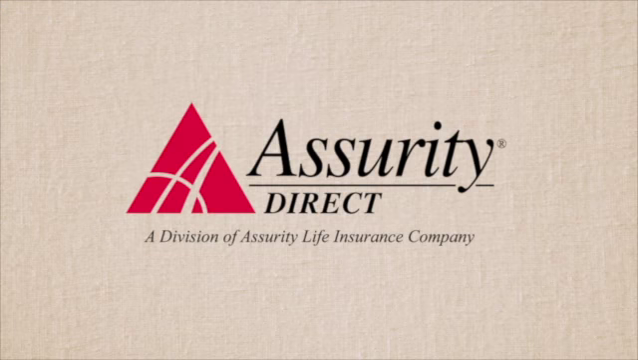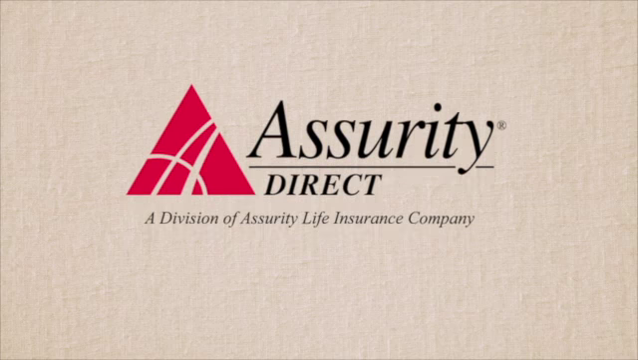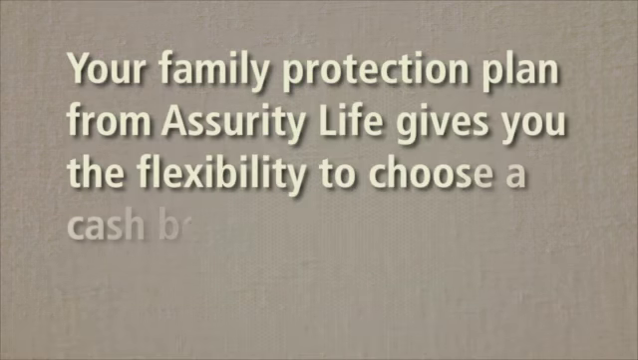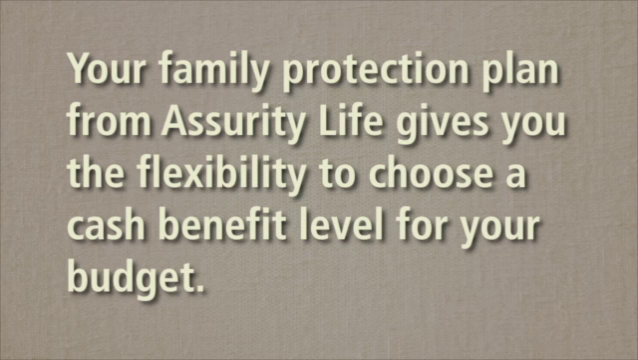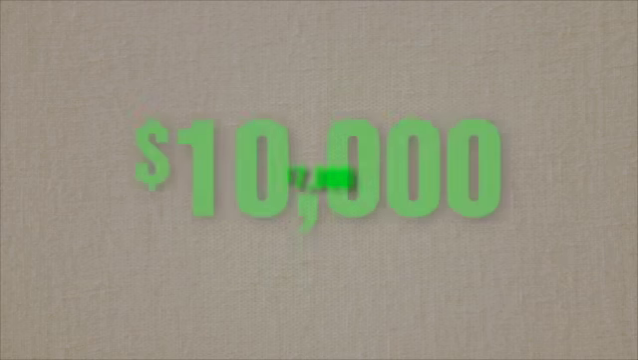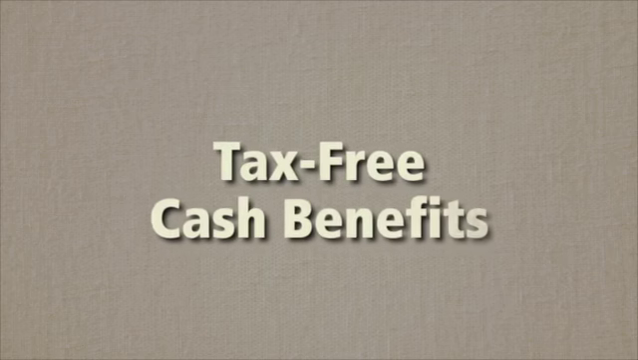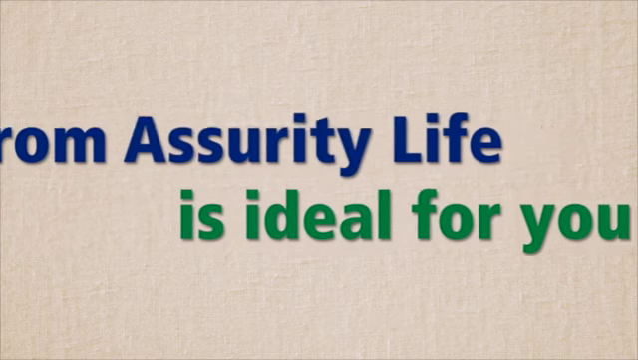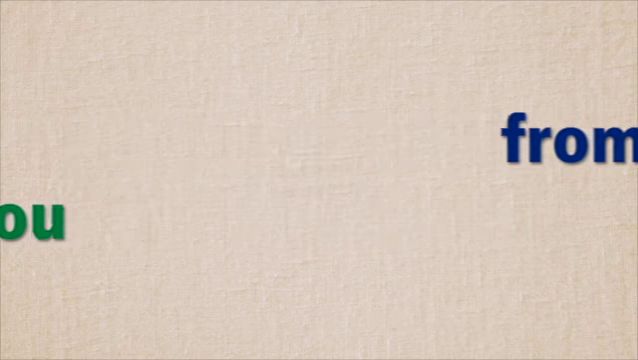Your insurance coverage is provided by Assurity Life Insurance Company with over $2 billion in assets. Your family protection plan from Assurity Life gives you the flexibility to choose a cash benefit level for your budget. Choose from $3,000, $5,000, $7,000, and $10,000 in tax-free cash benefits. So let's review 12 reasons why this plan from Assurity Life is ideal for you.